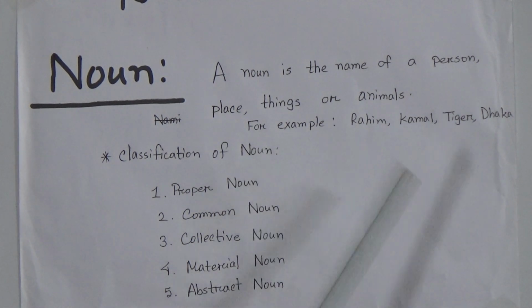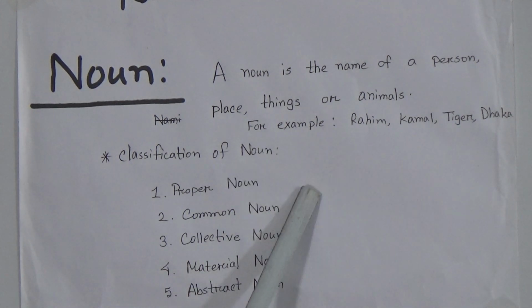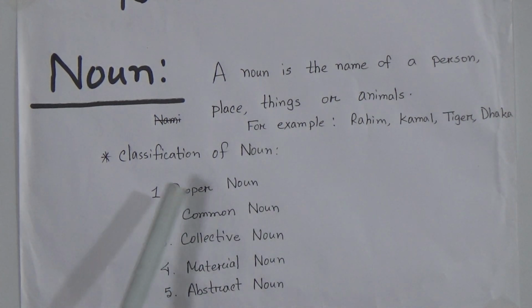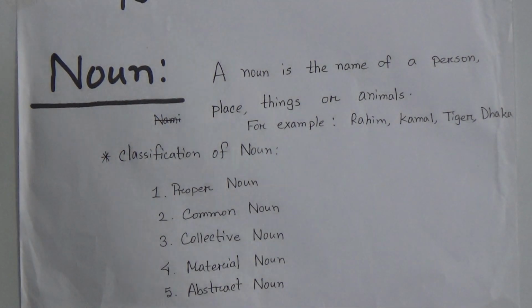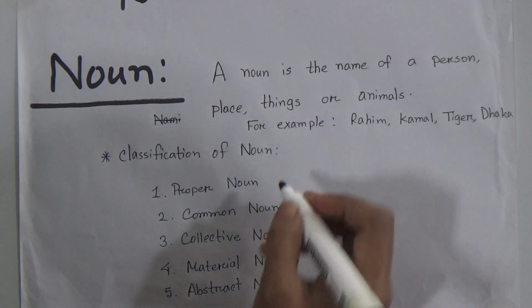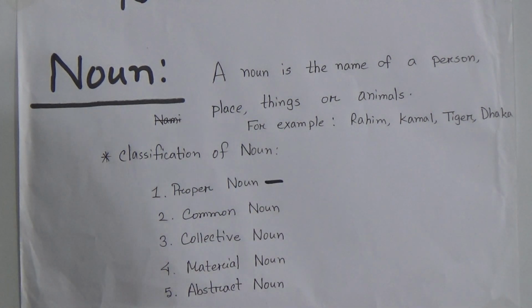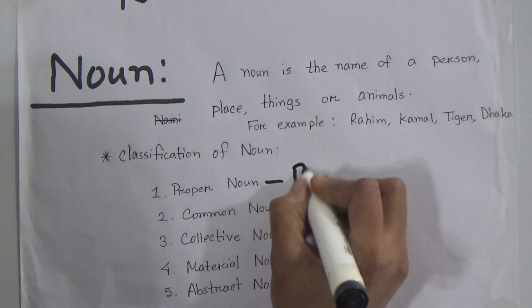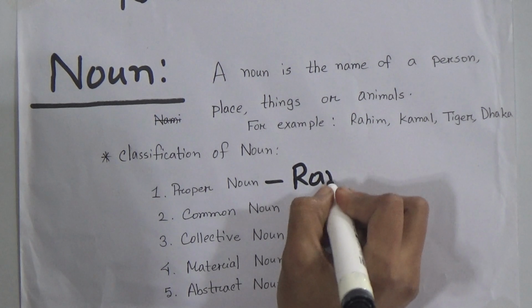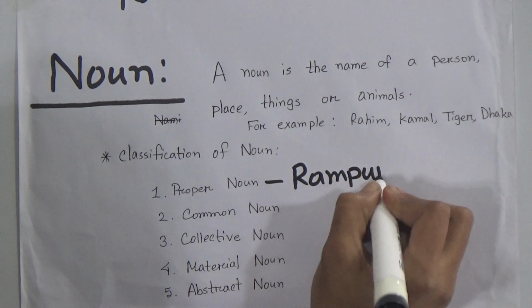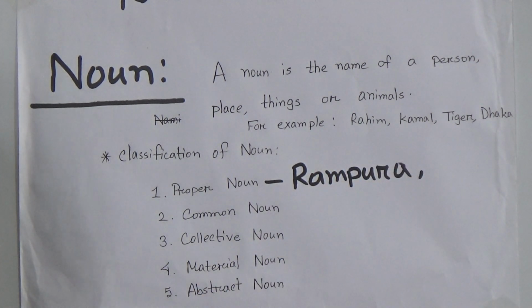Okay, a particular place name. For this reason, all of these examples are proper nouns. So we can write here an example of a proper noun. If I am going to write a particular place name, we can write Rampura, R-A-M-P-U-R-A, Rampura. Okay, so this is a particular place name.